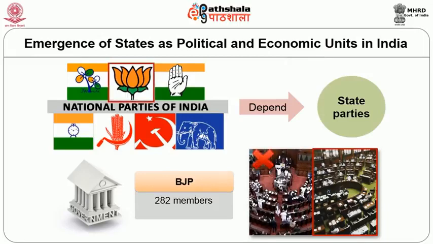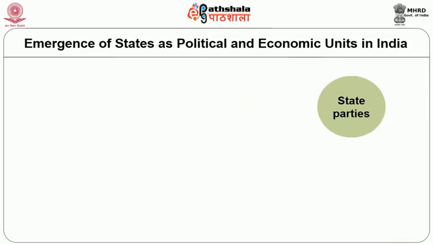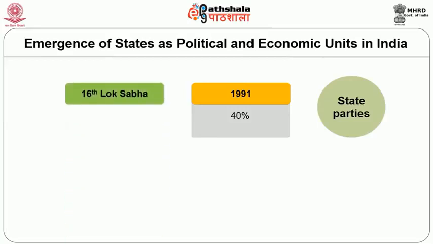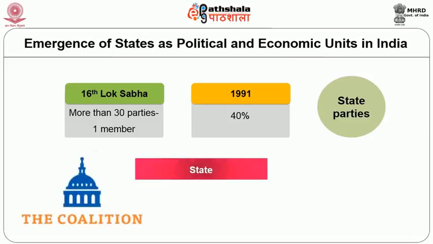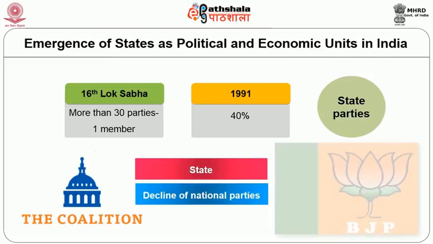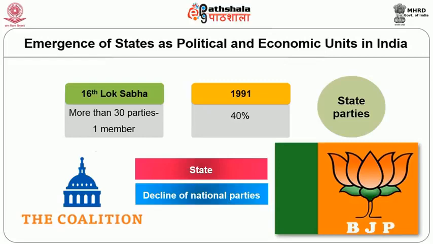And in any case, the party understands that in the longer run, it would be useful to have regional partners. So that would be another factor. Since 1991, 40% of the seats have gone to the state level parties, and even now in the 16th Lok Sabha, you have more than 30 parties who have at least one member in the Lok Sabha. So this is another factor: the emergence of the state parties in a big way in almost all the states, and also the emergence of coalition government at the center and coalition governments at the state, with the decline of the national parties, and also BJP trying to spread its presence all over India.